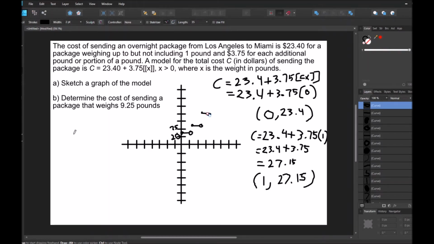So then for part B, we want to determine the cost of sending a package that weighs 9.25 pounds. So what we're going to do is plug in 9.25 for x and see what our cost is, our C value. So we go 23.4. Let me write it up higher actually.